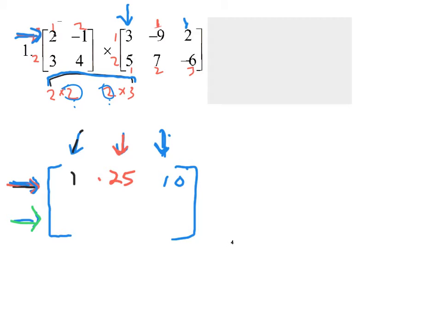So let's start second row, first column. That's going to be in this spot. So just like before, we called it our second row, first column. Take our second row and our first column and multiply those. That's 3 times 3 plus 4 times 5. So 9 plus 20, 29.